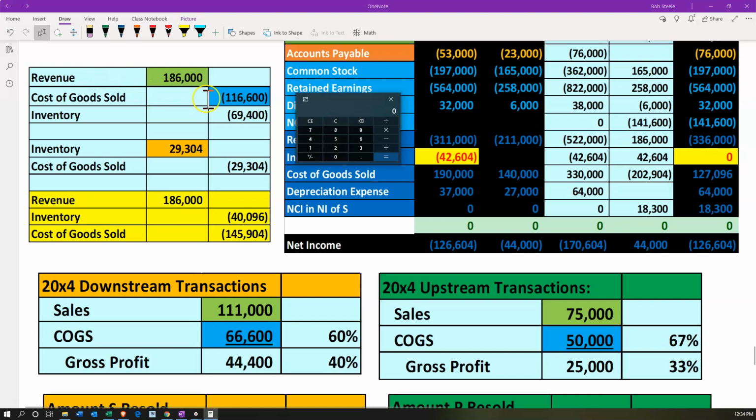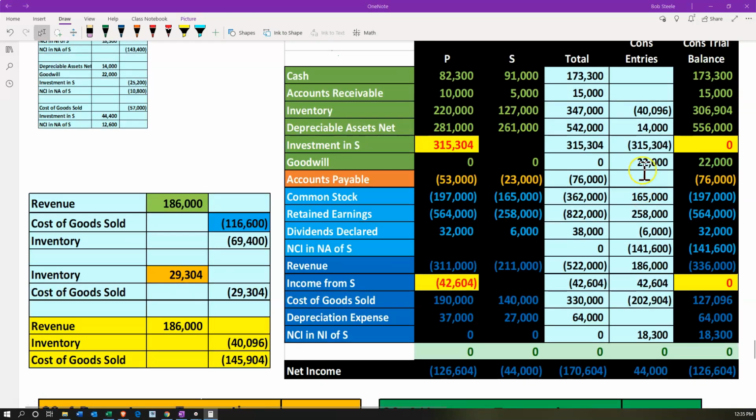If you took the cost of goods sold, the 116,600 minus the 29,304, that's going, I'm sorry, is that right? Let me do that again. 116,600 plus the 29,304 for the cost of goods sold, and the cost of goods sold here, that's where you get the 145,904. And then the inventory, same thing. If I took the 69,400 minus the 29,304, that would give us our 40,096. So there we have that. And then we posted this out over here.